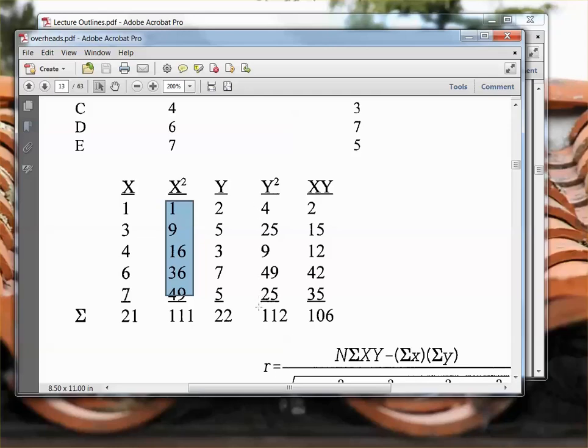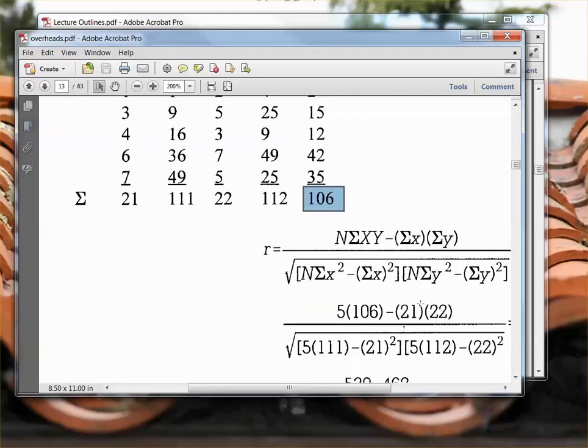You add all of them up, you get 112. Now this last little column here, this is x times y. So what you're going to do is take your x value, multiply it by the same person's y value. So 1 times 2 is 2, 3 times 5 is 15, and so on. And so you have x times y, and then this would be the sum of x, y.